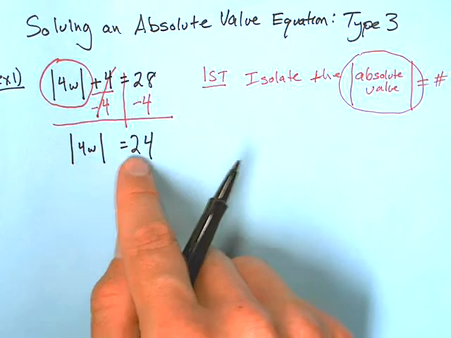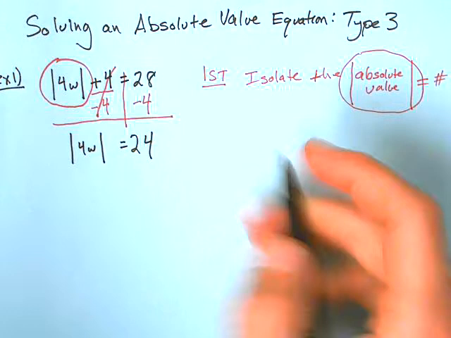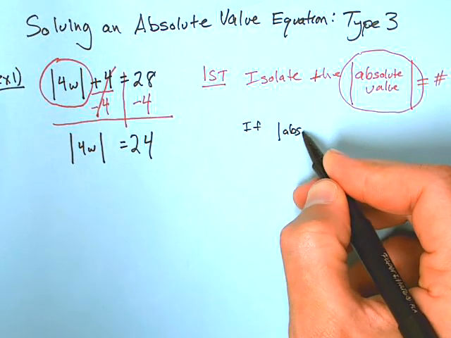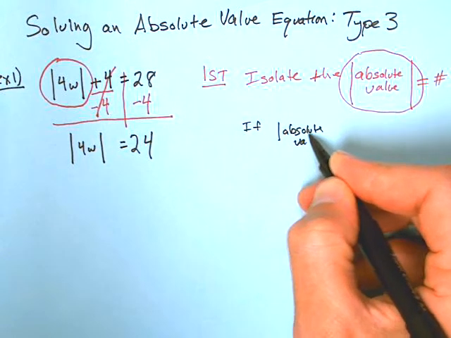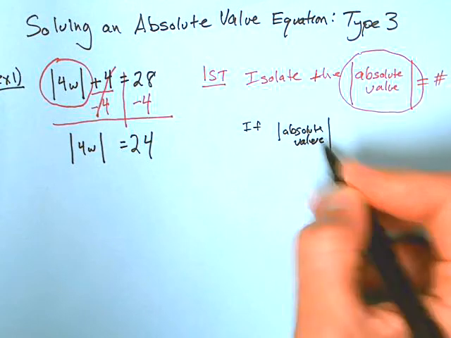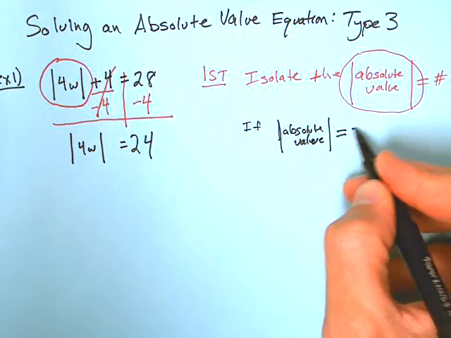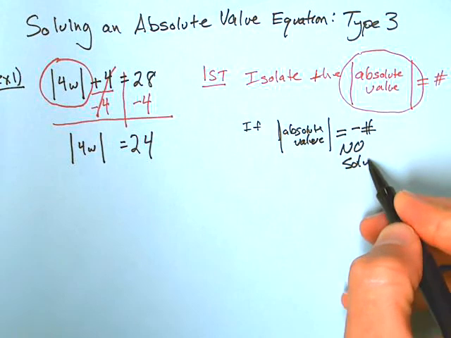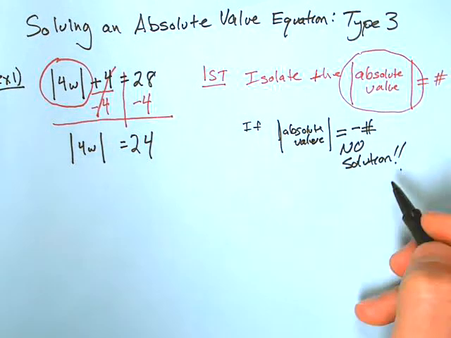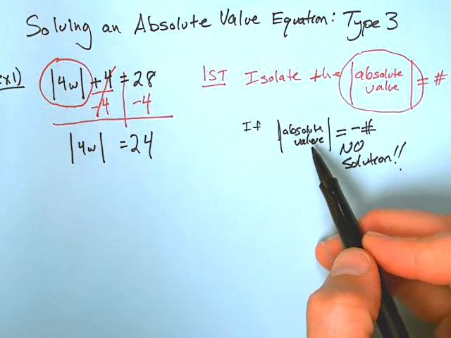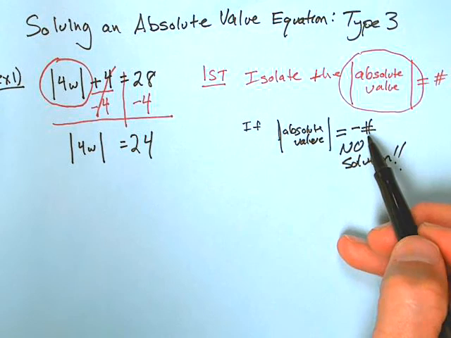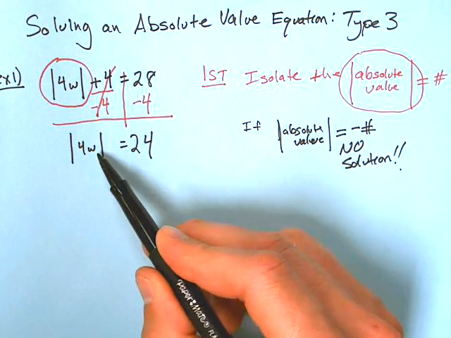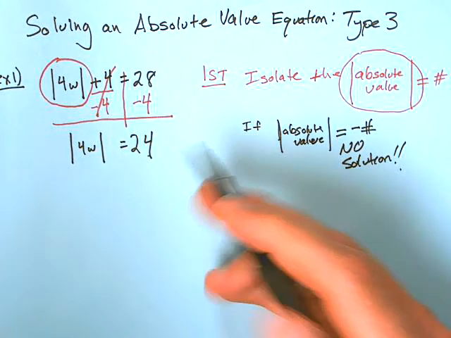I have the absolute value equal to some number. All right. As a side note, if your absolute value, and I don't care what's inside that absolute value sign, if you have an absolute value equal to some negative number, that's impossible. That would be no solution, because absolute value is a distance a number is from 0, and distance can never be negative. All right. Now note here, I don't have that situation. I have my absolute value equal to a positive, so I have to continue.